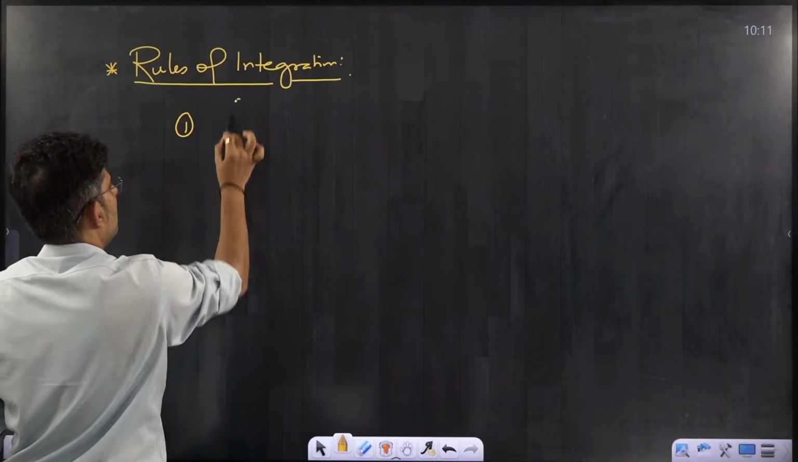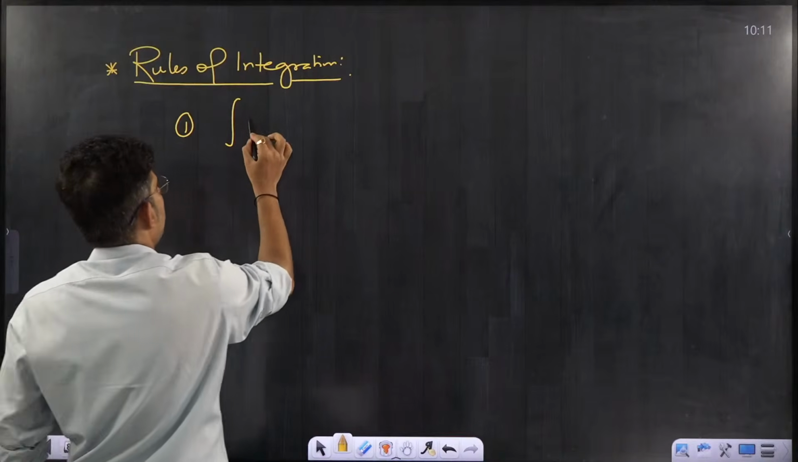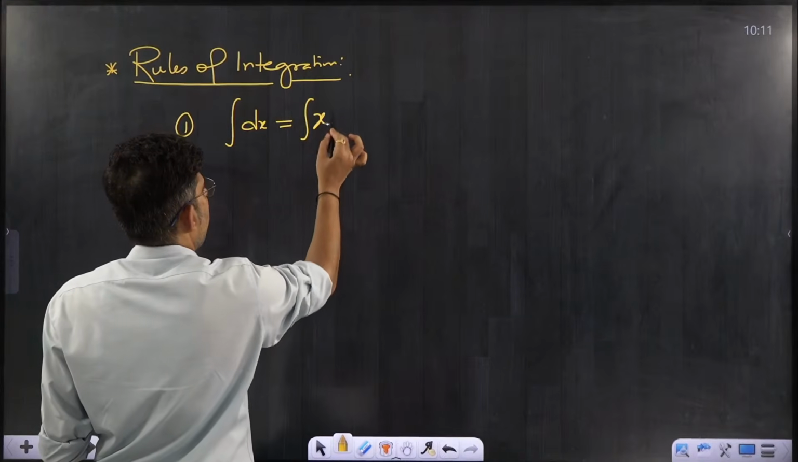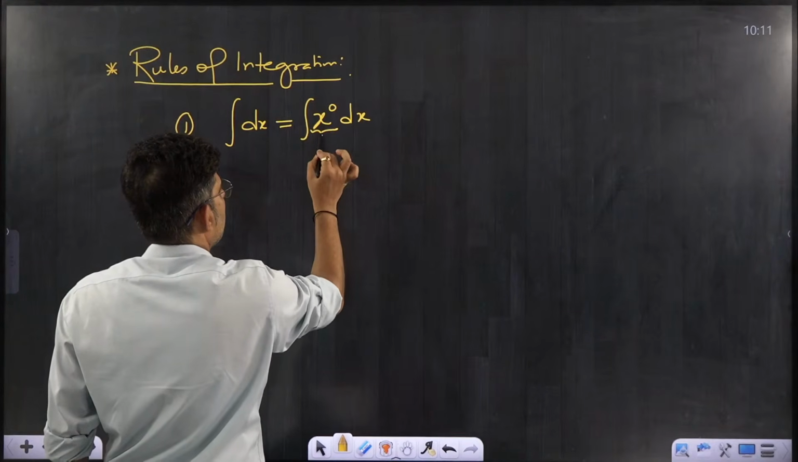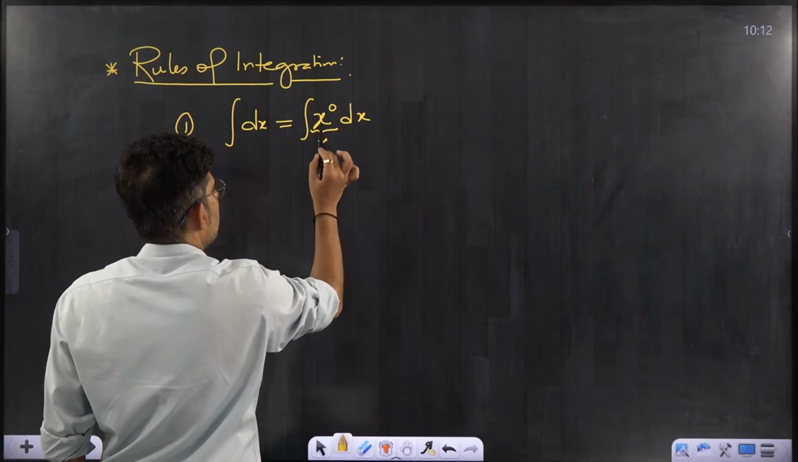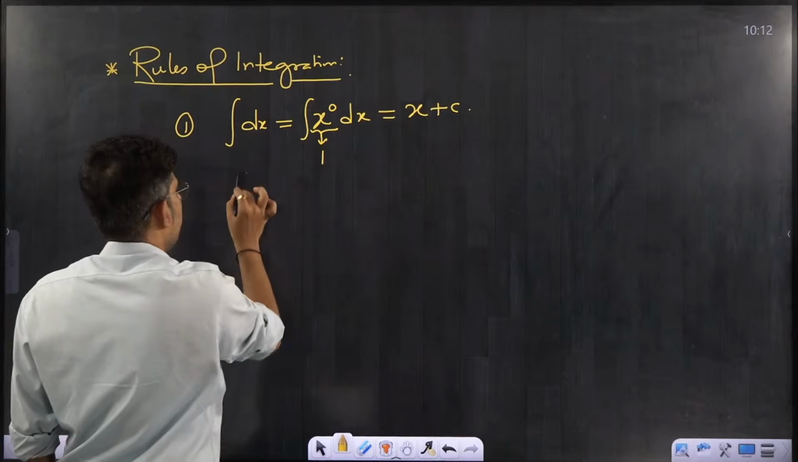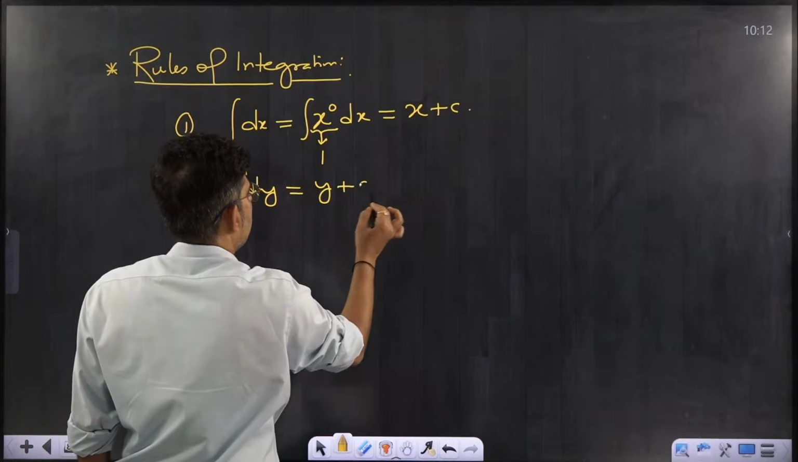The first thing I discussed yesterday with a problem also. Whenever we have just dx, it means you are actually integrating x to the power 0, because x to the power 0 is nothing but 1. So integration will become x plus c. If you have integration of dy written, you can write y plus c, etc.